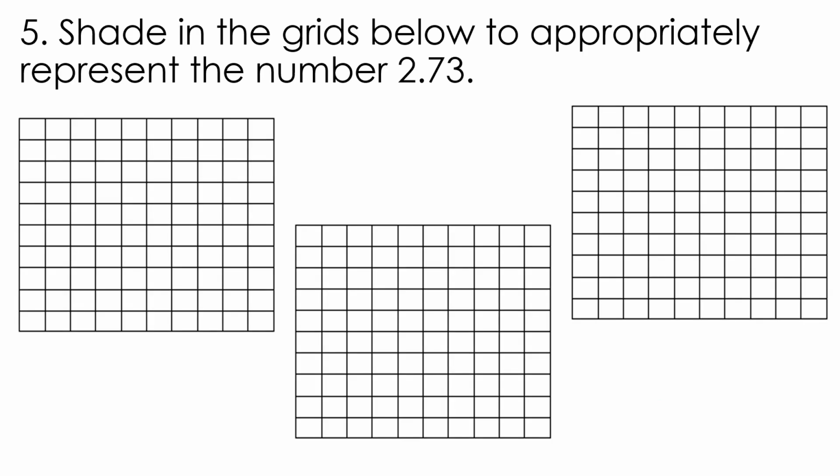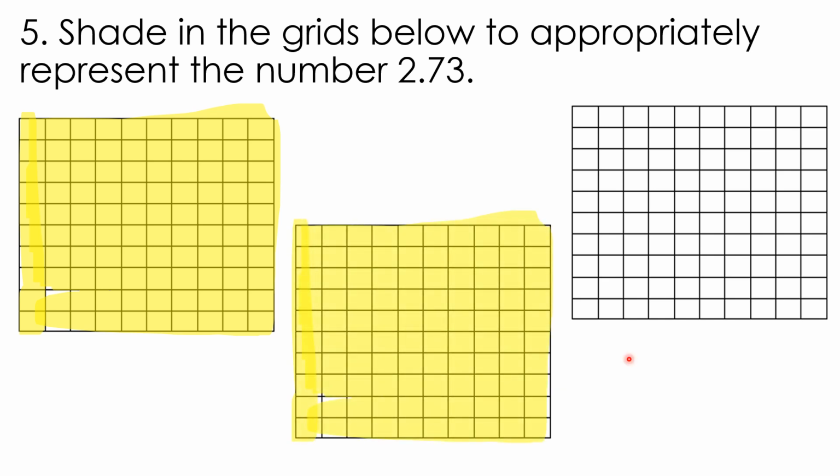All right, now we're going the opposite direction. So we're given the decimal number and we're supposed to shade the grids appropriately. So we've got 3 grids here. Our number is 2 and 73 hundredths. So we're going to shade in 2 grids completely to represent the 2 in the ones place. All right, so shade that in. Shade that in. All right, now we're getting over to our last one.